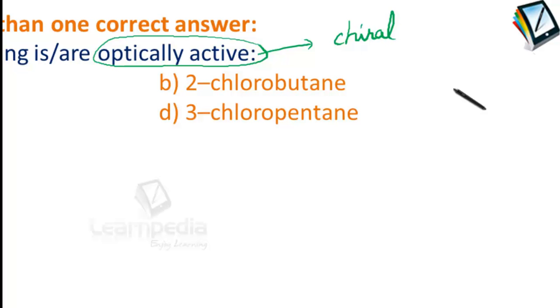And what is chiral? A molecule is said to be chiral when it contains at least one carbon attached to 4 different atoms or 4 different groups, isn't it? So this is called the chiral carbon. And if a molecule contains at least one chiral carbon, we can say that that entire molecule is chiral. And that is a compulsory condition for a substance to be optically active.